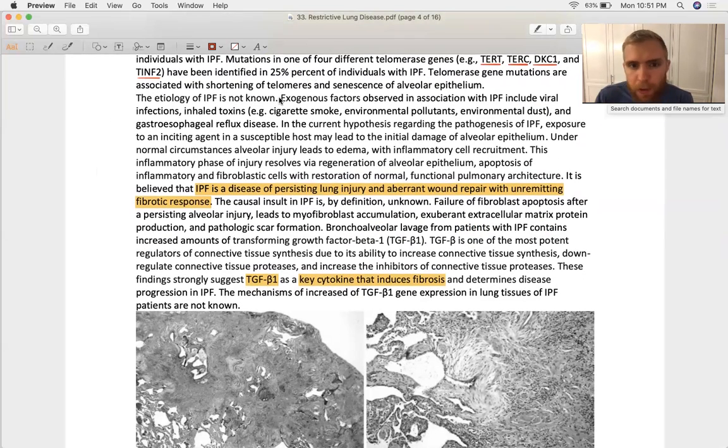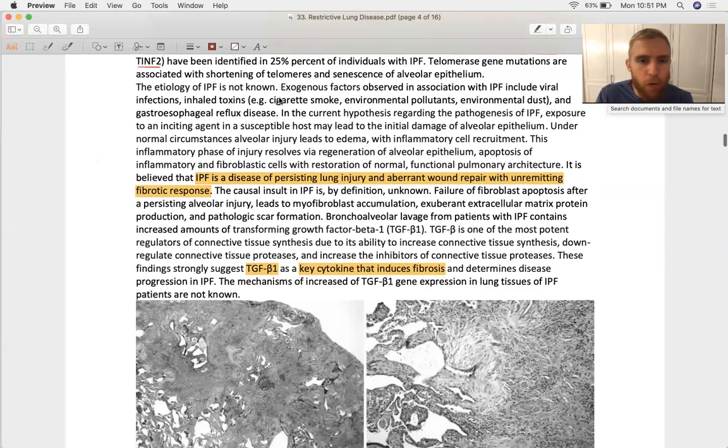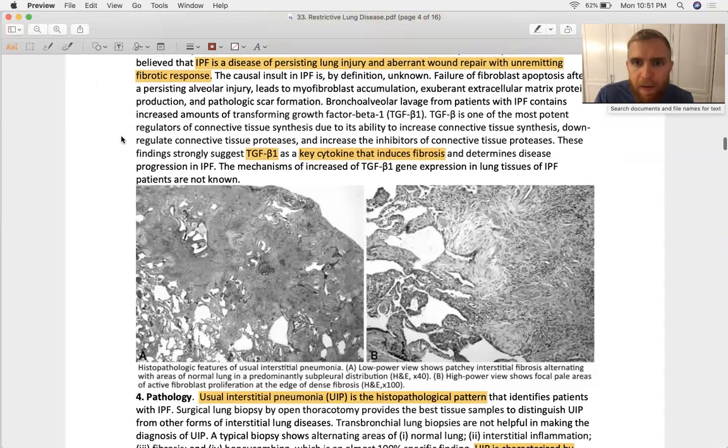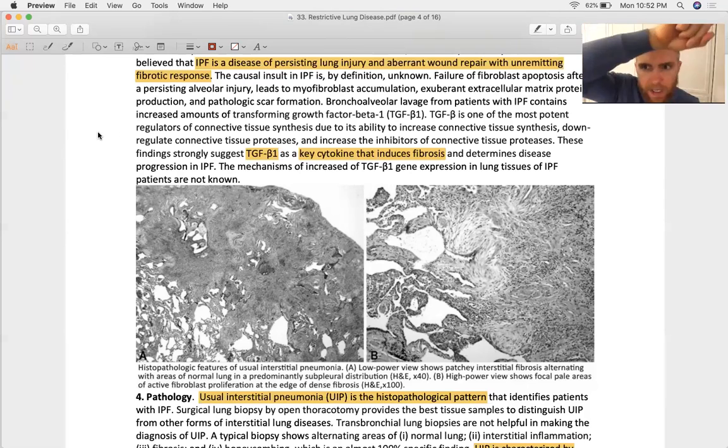Of course, there's a million different risk factors for it, but that's not what we care about in terms of an exam question, because this is idiopathic, so the question is probably going to be predicting the consequences again. So another way to say it is that we have persisting injury and aberrant wound repair with unremitting fibrotic response. And what that means is you get inflammation, and then you get the TGF beta to heal it. Then you just keep getting inflammation again, then it heals, and you get it again and it heals.